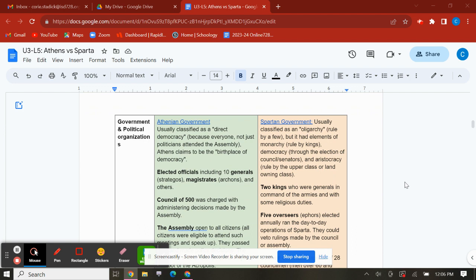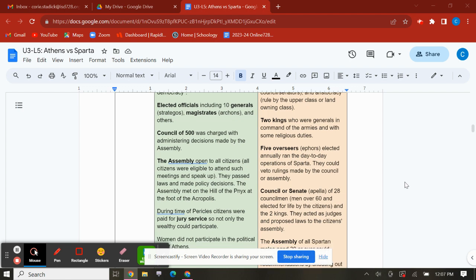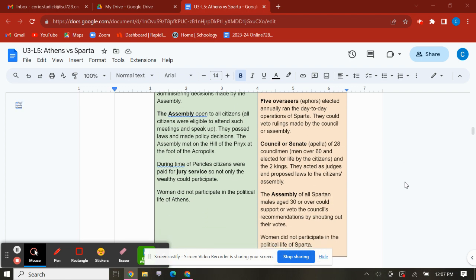Spartan government. Usually classified as an oligarchy, ruled by a few, but it had elements of monarchy, ruled by kings, democracy through the election of council/senators, and aristocracy, which is ruled by the upper class or land-owning class. Two kings who were generals in command of the army and with some religious duties. 5 overseers, or ephors, elected annually, ran the day-to-day operations of Sparta. They could veto rulings made by the council or assembly.